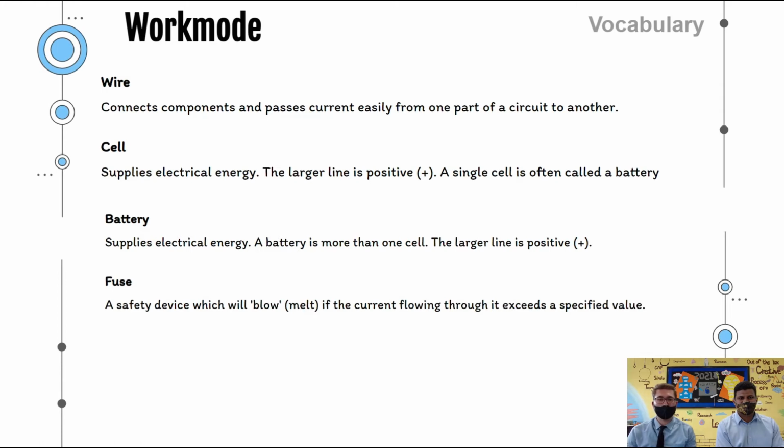Then the fuse, a safety device which will blow or melt if the current flowing through it exceeds a specified value. Okay, so the fuse is very important. Let's just say if there is no fuse and the electric current shoots up and you connect it to your laptop, it can damage your motherboard. So that is why you have the fuse, and if the electricity goes above that value, then the fuse will melt and the circuit will open.